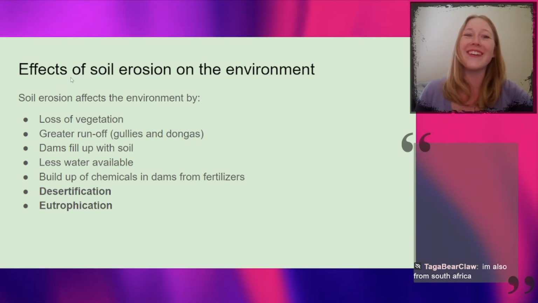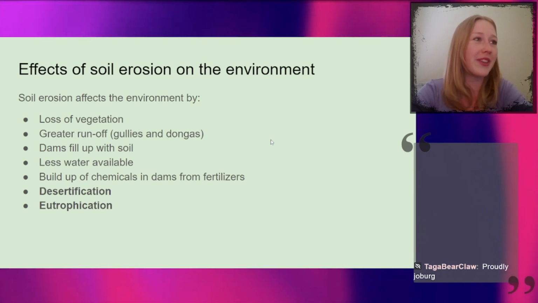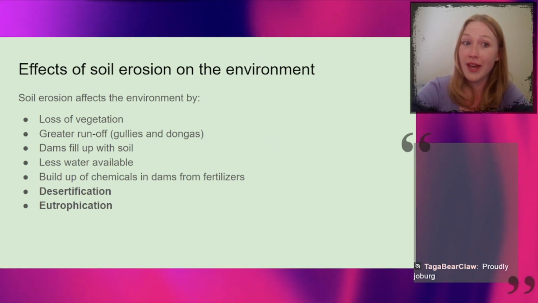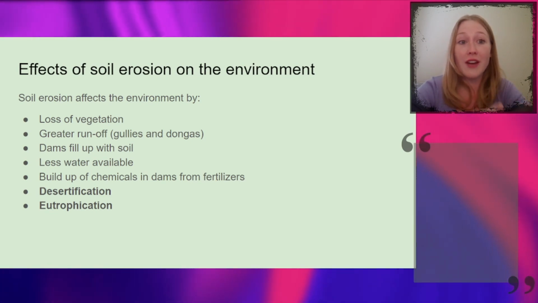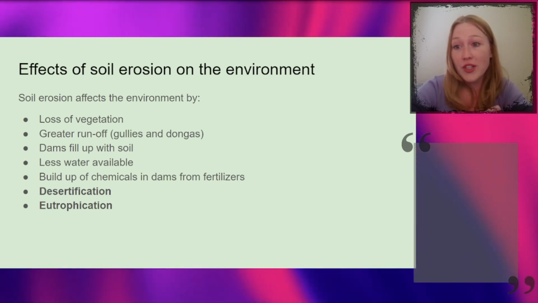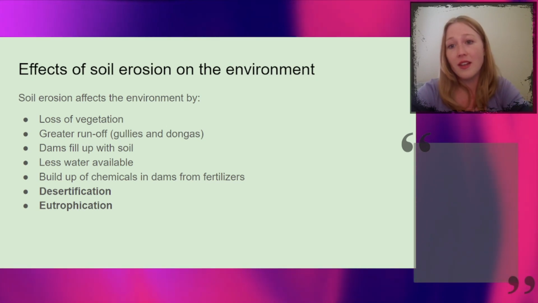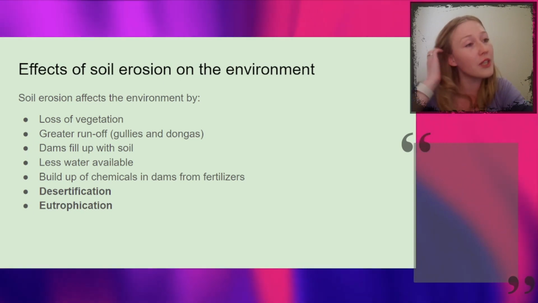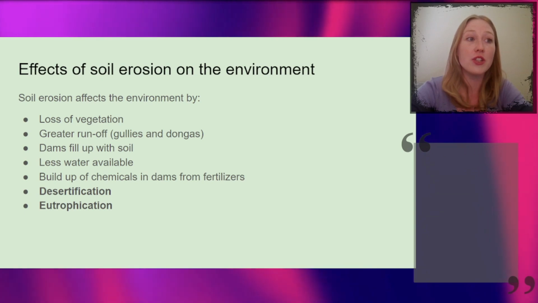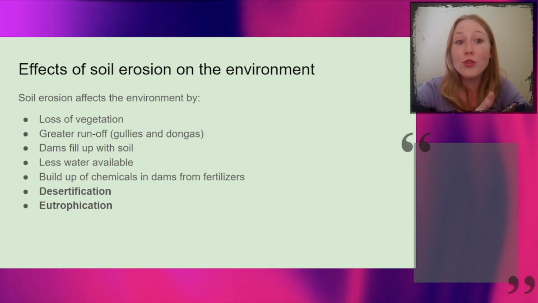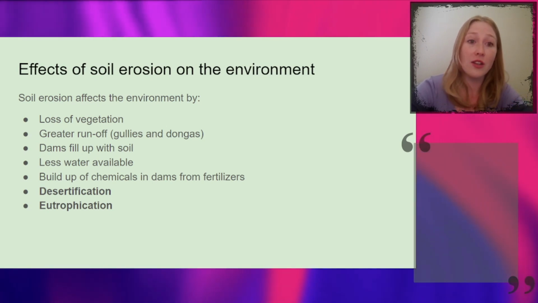Okay, so let's just go through the environmental impacts, loss of vegetation. If you don't have the soil, you can't grow the vegetation. We've got a lot of ecosystems that get lost in that sense. Greater runoff. So if your soil isn't strong, if you don't have the vegetation, you're going to have more erosion, more surface runoff. A bad idea if you're in an area that has a lot of floods.